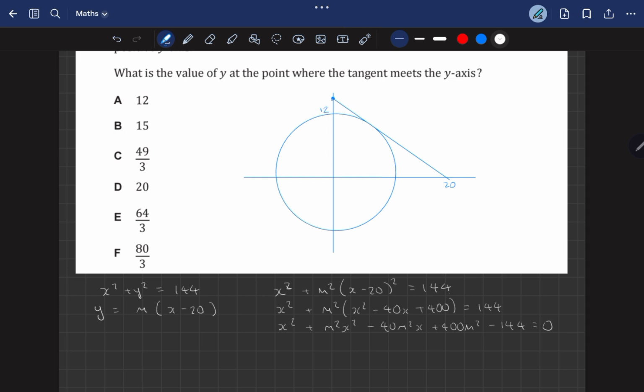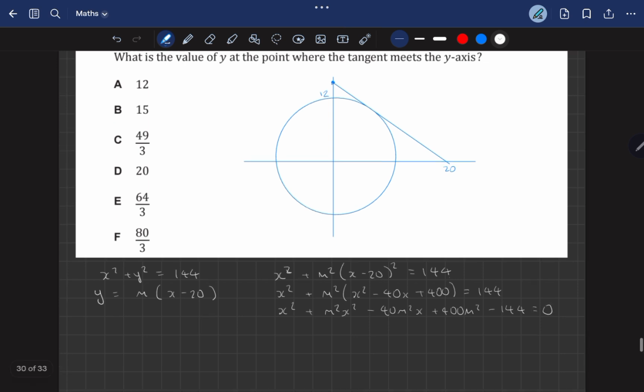And this is a quadratic, but it's a messy quadratic, so let me get it into a form that I understand. 1 plus m squared, x squared, so what I just did here is I just factored out the x squared, minus 40 m squared x plus 400 m squared minus 144. Okay, now I've got the quadratic into the form ax squared plus bx plus c. Okay, where this is a, this is b, and this is c.